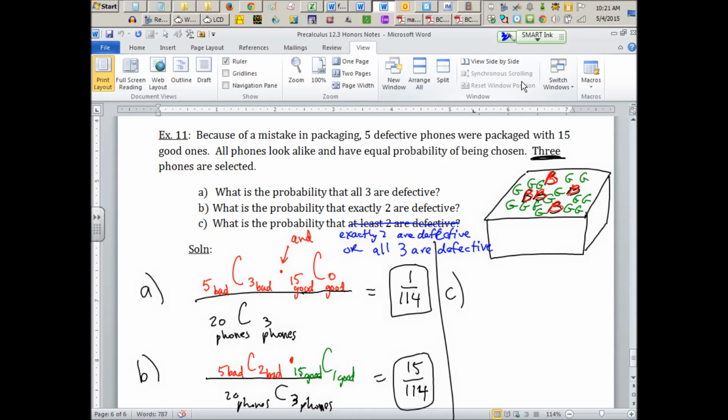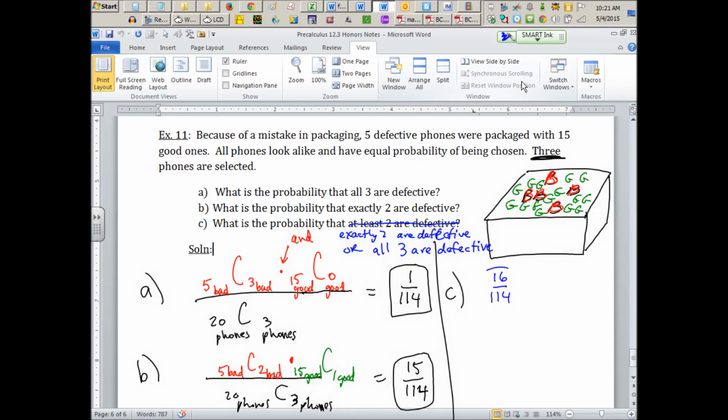Exactly 2 are defective, or all 3 are defective. Didn't we just do both of those calculations? Exactly 2 are defective is the answer to part B. All 3 are defective is the answer to part A. So now we're in a situation where we just don't care which case it is. We don't care if it's all 3 or just 2 of them, so since we don't care so much, our probability goes up. Our chances of success now are higher because we don't care which of these cases we get. Both are considered successes. So we add these together, and we get 16 out of 114.